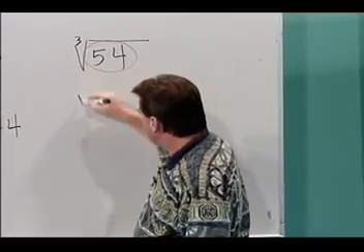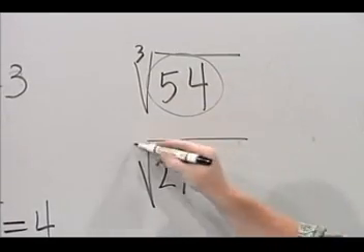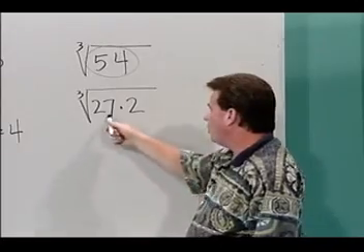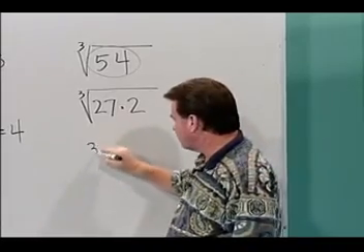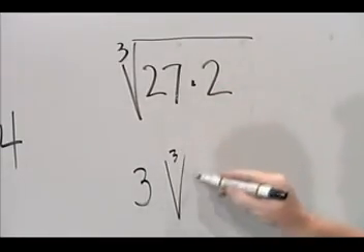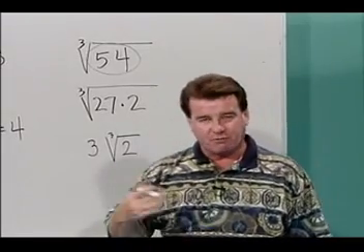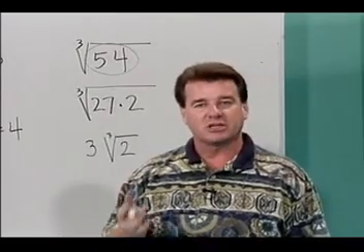And hopefully you're saying 27. So this is 27 times 2. So 54 is 27 times 2. Now, what's the cubed root of 27? You go back and look at your chart, you find out it's 3, and you're left with the cubed root of 2. And I can continue that process for 4th roots or 5th roots or 12th roots or nth roots. That process continues to work.